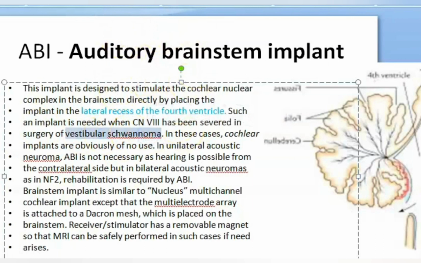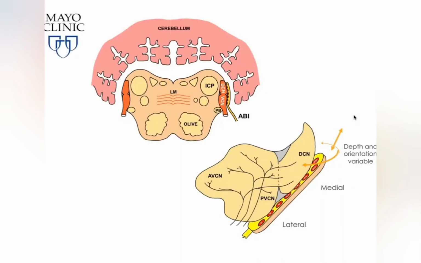Sometimes we use the auditory brainstem implant. Here, basically, you are implanting in the lateral recess of the fourth ventricle, in the foramen of Luschka. Usually, in cases of vestibular schwannoma, sometimes the cochlear nerve is already damaged. If the cochlear nerve is damaged, the cochlear implant will not work. Here, you have to do the brainstem implant. So, in the lateral recess in the foramen of Luschka near the flocculus, between the dorsal and the ventral auditory nuclei, they put a mesh. So this is how it differs from the cochlear implant.